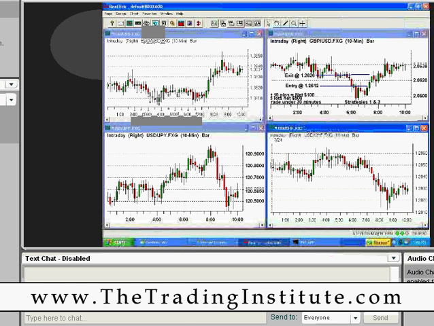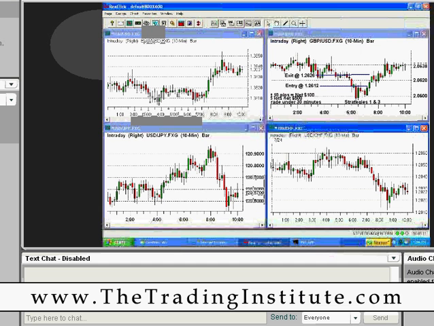So first, what I'd like to discuss is, what you've got on your screen here is a series of 4 charts. In the upper left, you've got the euro versus the dollar. In the lower left, you've got the dollar versus the Japanese yen. In the upper right, we've got the British pound versus the dollar. And in the lower right, we've got the dollar versus the Swiss franc.